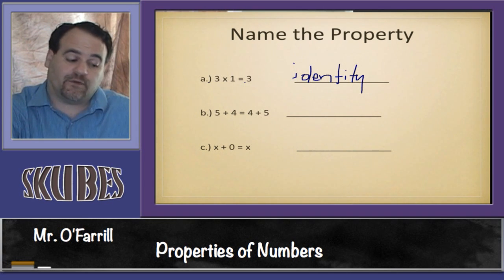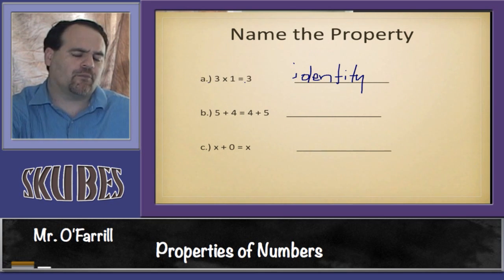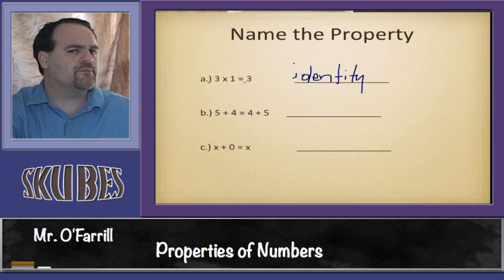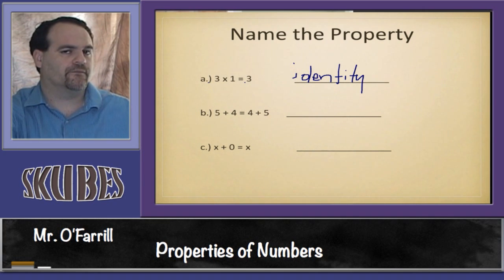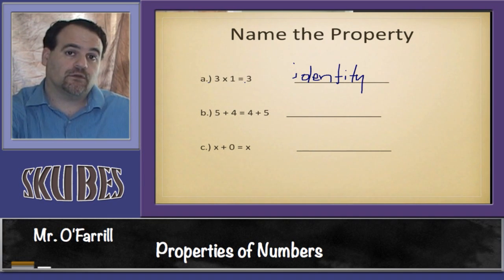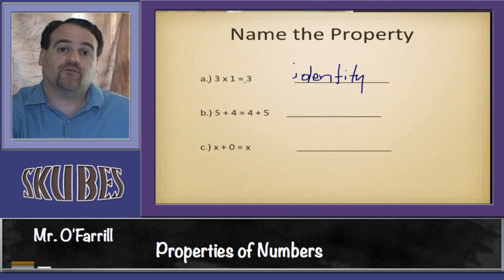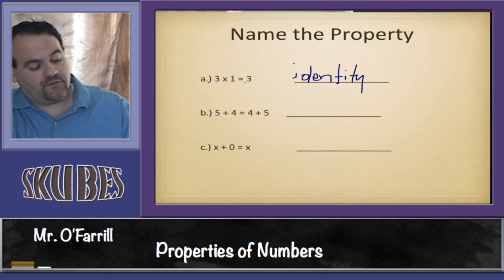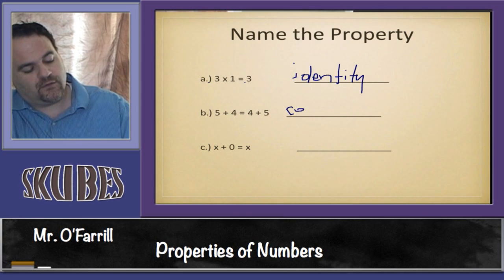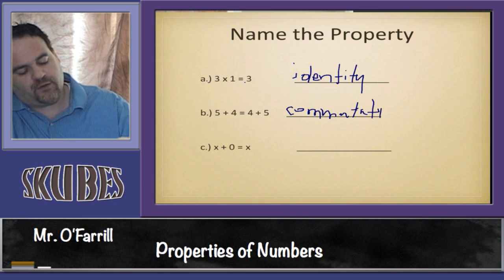Let's take a look at this next one. 5 plus 4 equals 4 plus 5. Which property is that? What did the numbers do? They moved. They changed places. They commuted from one place to another. This is an example of the commutative property.